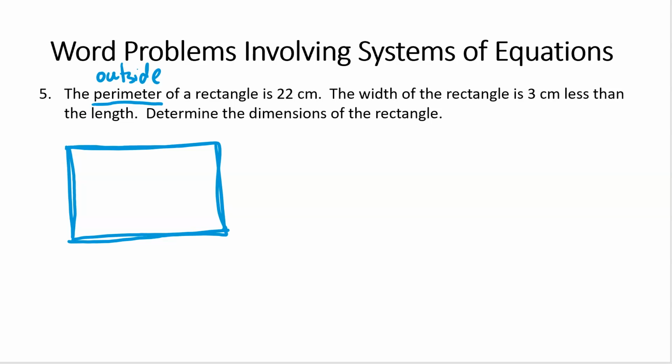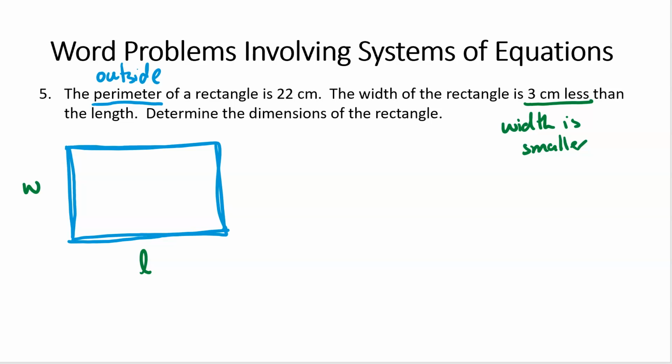That equals 22 centimeters. We're also told that the width is 3 centimeters less than the length. So that means the width is smaller. Width is smaller than the length. So in my diagram, the width is the smaller side. So I'll call that the width, and that would be the length on the bottom.